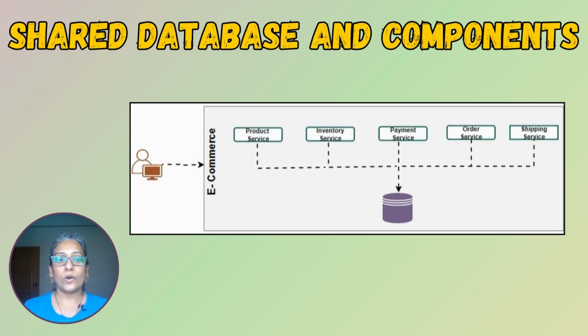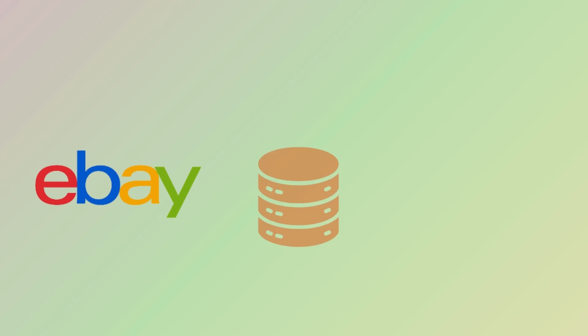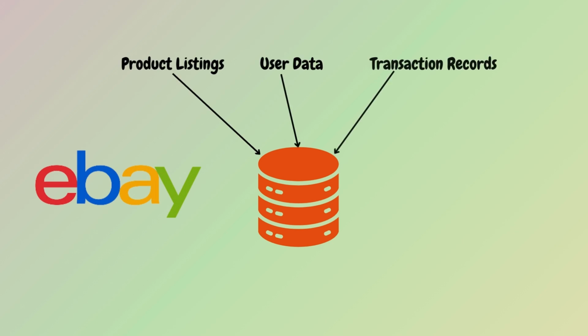In a monolith, all parts of the application share the same database and components. This simplifies development and ensures consistency. A classic example of this is the original architecture of eBay. eBay initially used a monolithic architecture where all product listings, user data, transaction records, and other information were stored in a single database. Though this setup allowed for simplicity in development and ensured consistency across the platform, it also led to scalability challenges as the platform grew.